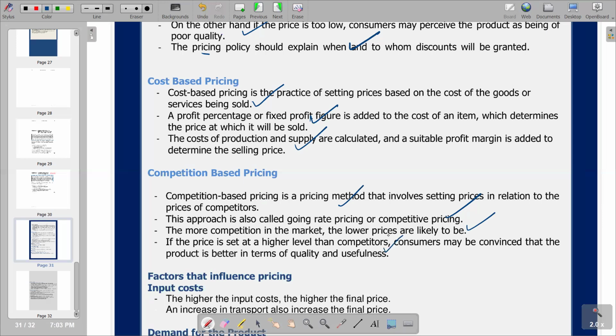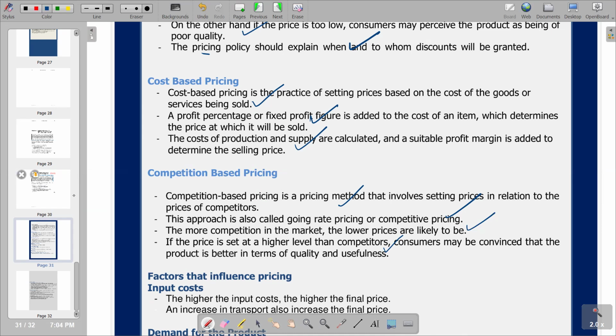Remember, consumers relate the level of the price to the quality of the product. If the price is higher, they assume or expect the quality of that product to be better. So this is what we have in terms of competition-based pricing.